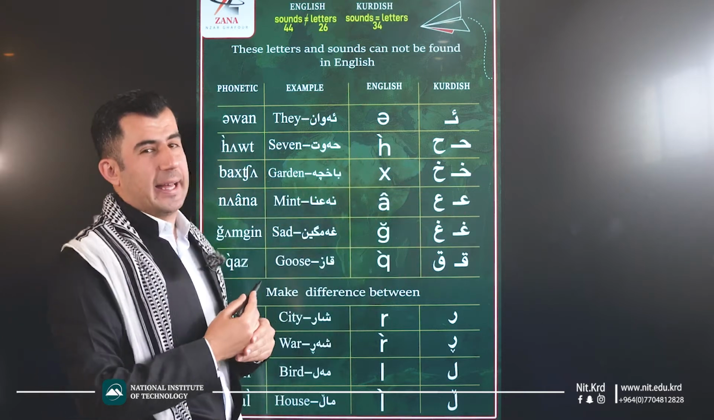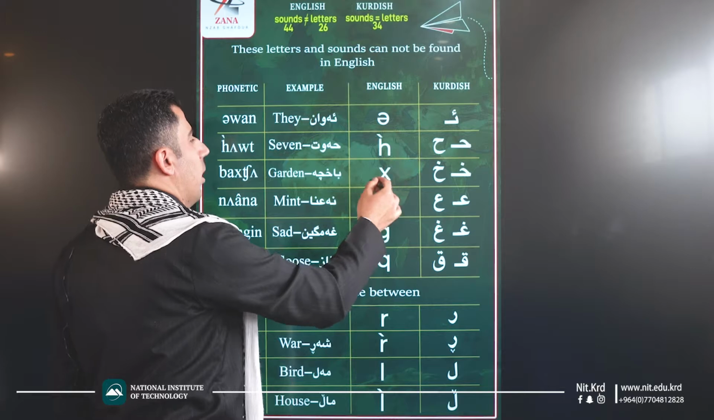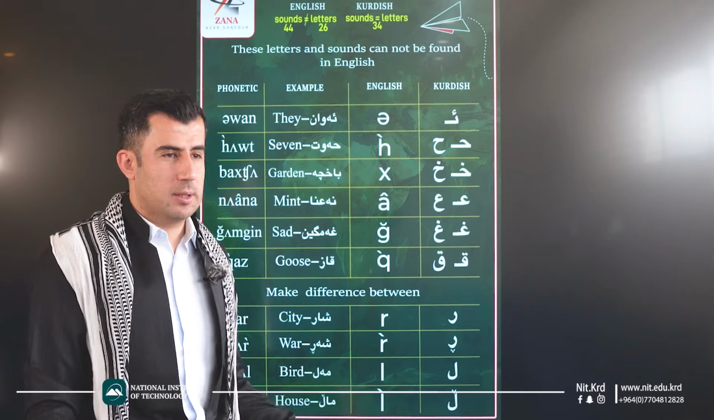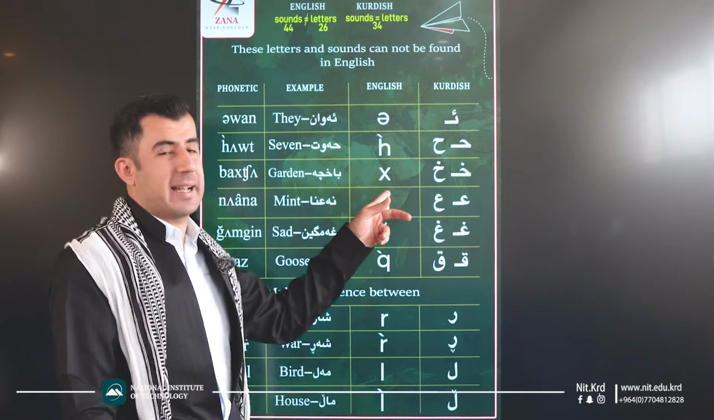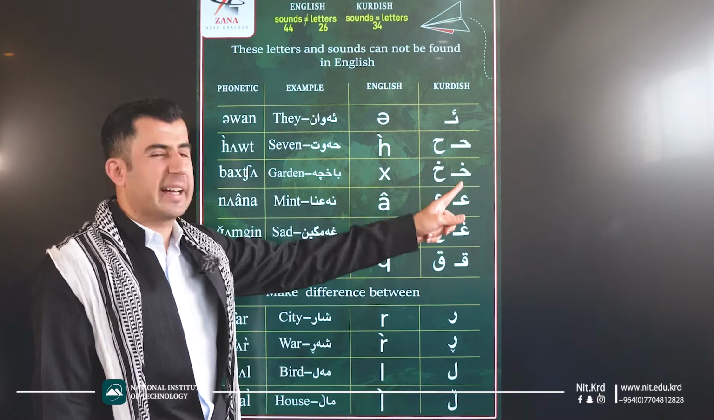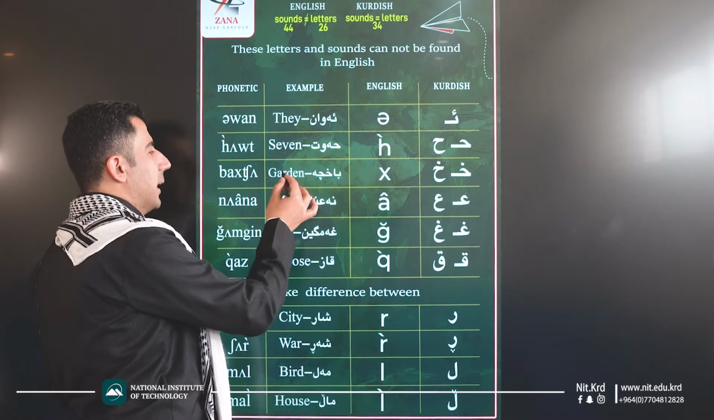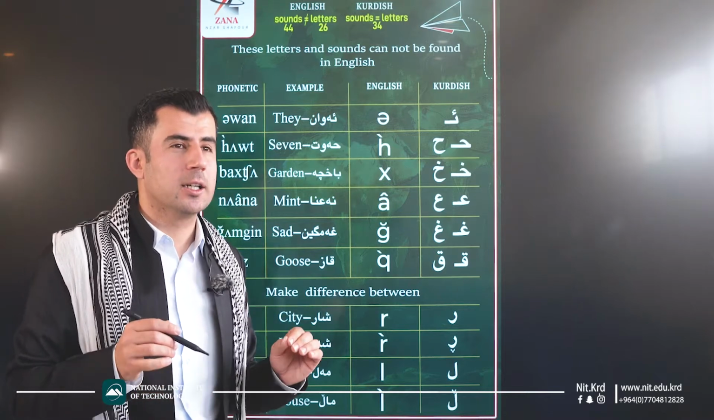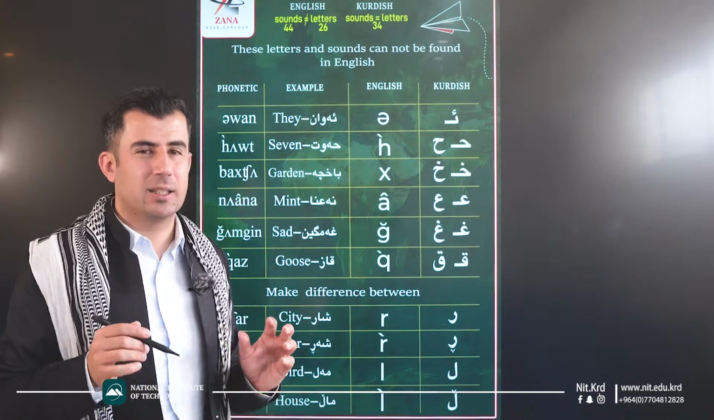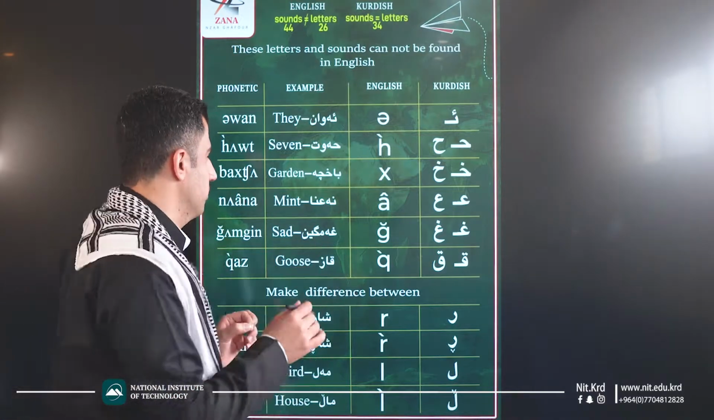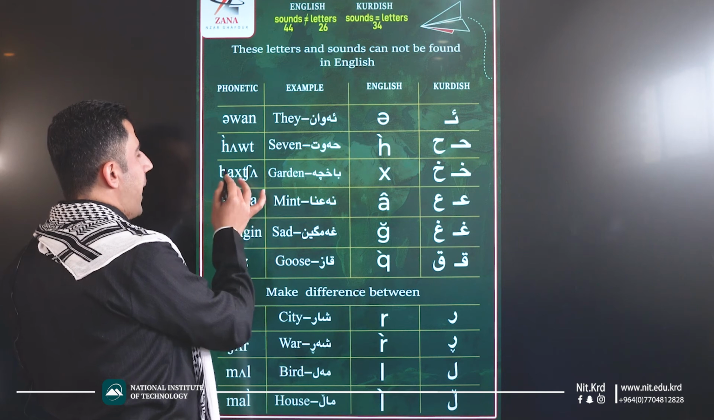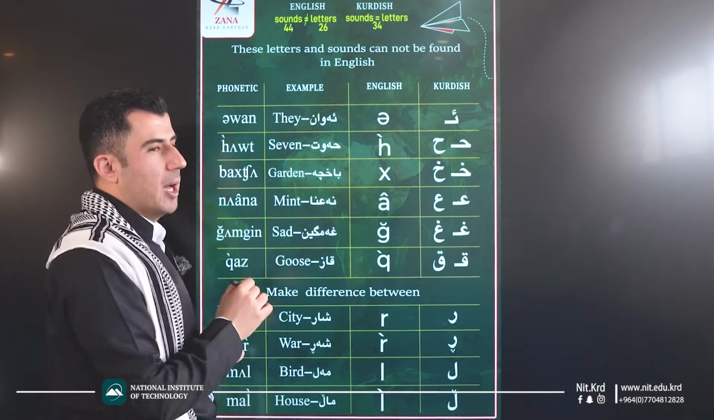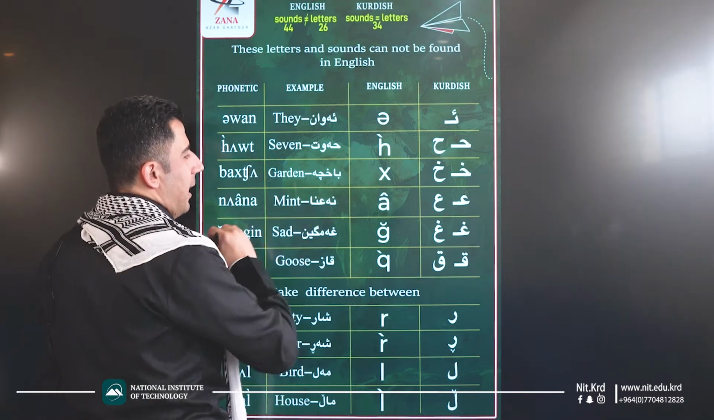After that we have kh. I mark it by X because we do not have any sign for kh in English. When I write this X, it means that I write the kh sound. For example, garden in English, but in Kurdish we say bahcha. It is not a bakcha. No, it is bahcha. Ba, this is kh, this is ch and a. Bahcha.